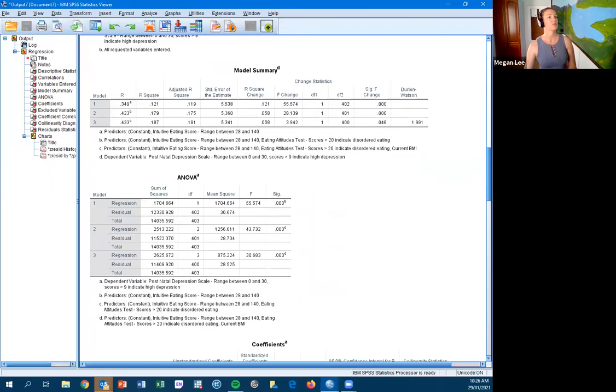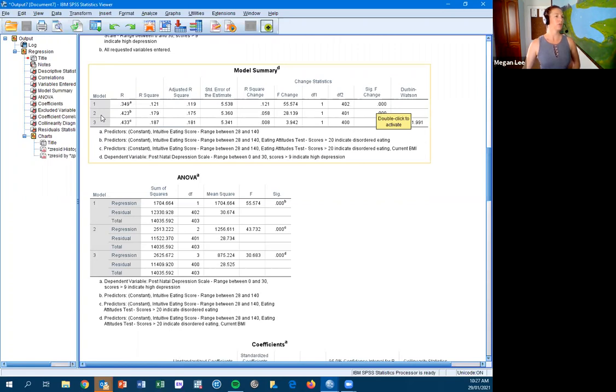Okay, here's our models. Model 1 was intuitive eating and depression. Model 2 was intuitive eating and disordered eating. And model 3 was intuitive eating, disordered eating, and BMI. Now, in our first model, our R squared is 0.121, which tells us that intuitive eating by itself has about a 12% variance in depression. So it takes up about 12%. Other things take up the rest. And that is significant.